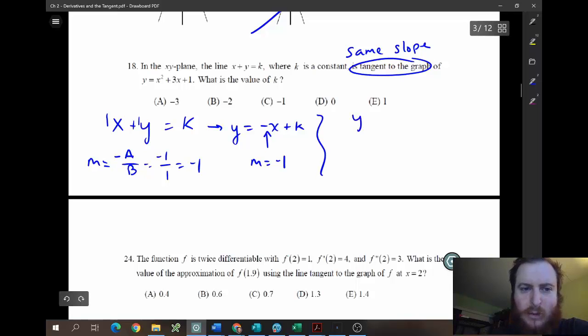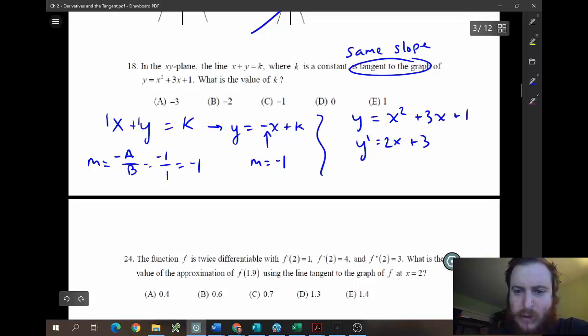Then we need to do that as well for y equals x squared plus 3x plus 1. We're going to get y prime equals 2x plus 3, and we're going to set that equal to our slope of negative 1. So we subtract 3, we get 2x equals negative 4, and x equals negative 2.